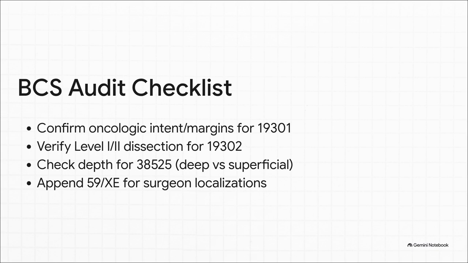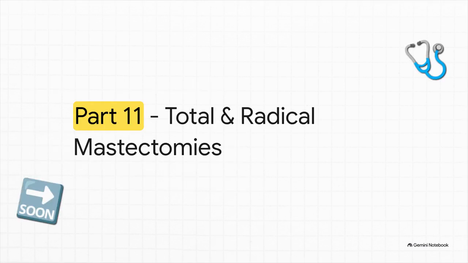Third, check the depth documentation, above or below the fascia, to confidently choose between your node excision codes. And finally, append the proper modifiers if your surgeon places their own localization devices. So the crucial point is this: the operative report documentation holds all the answers. You just have to know exactly which keywords trigger which code. And that wraps up our deep dive into breast-conserving surgeries.